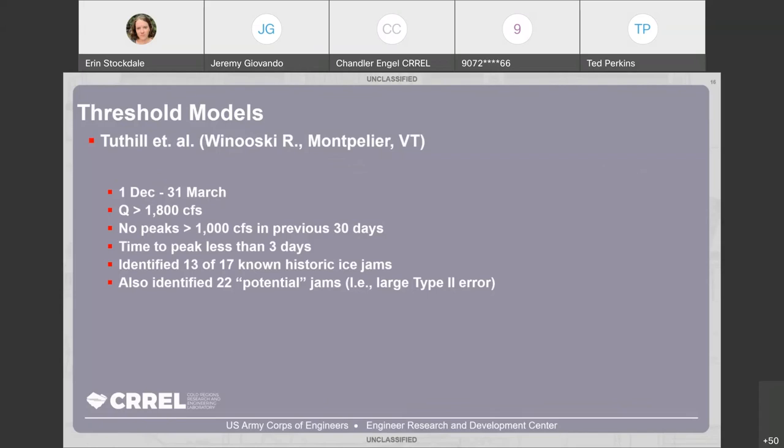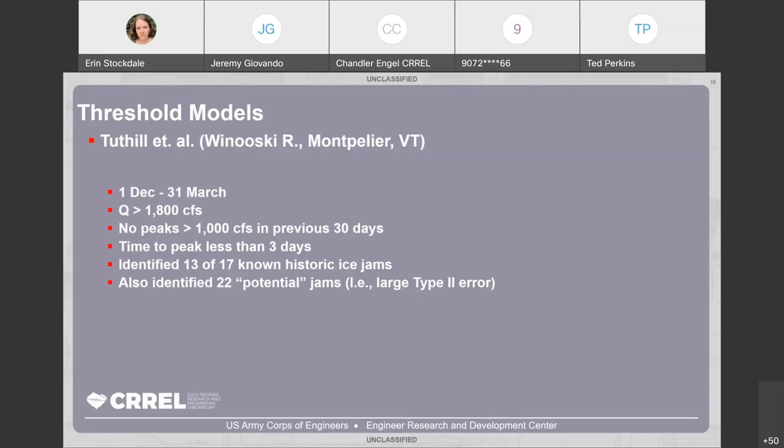The flow rate needs to be above 1,800 CFS. There can't be any peak flows greater than 1,000 CFS in the previous 30 days. I think that's probably accounting for potential small breakup events that might have happened preceding, which didn't allow a particularly intact ice cover to form. The time to peak of an ascending hydrograph is less than 3 days.